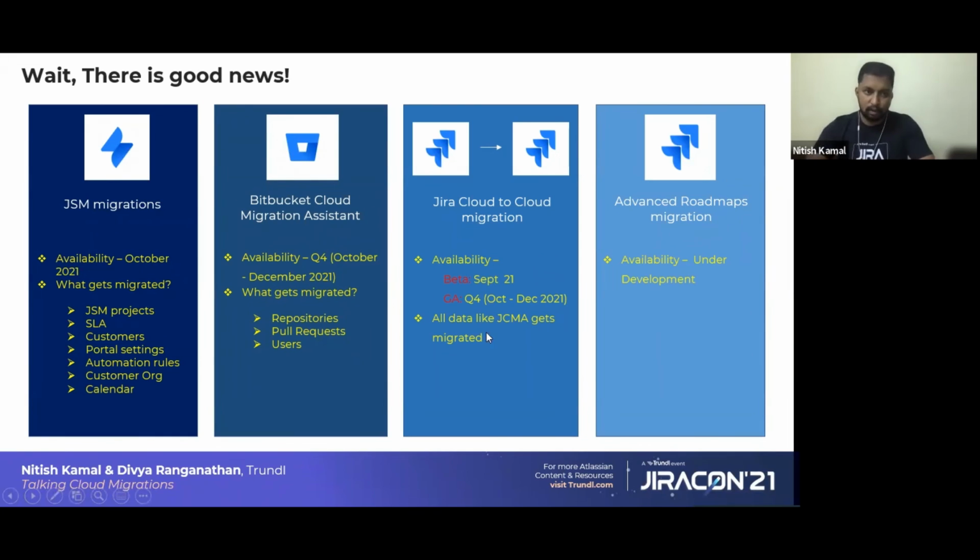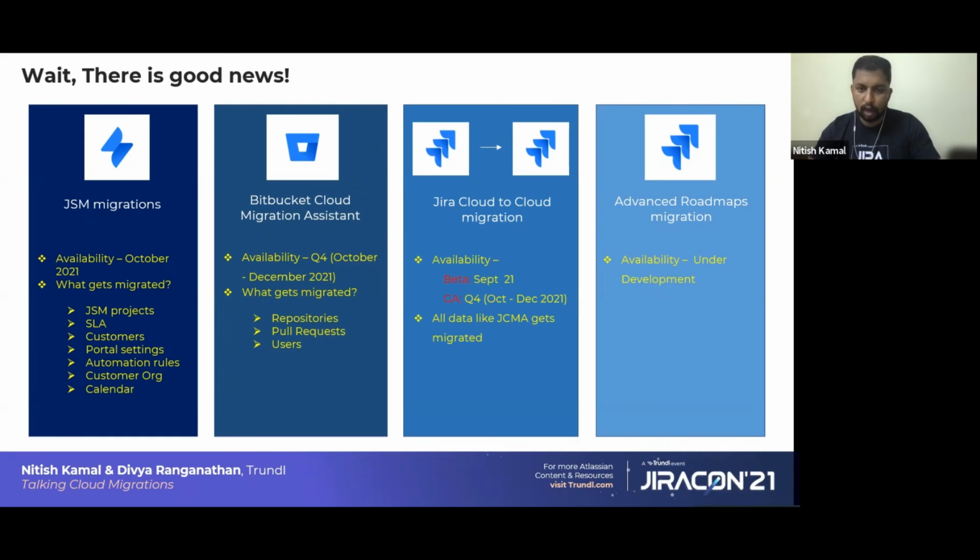So, as I said, there is a lot of improvement on Atlassian Cloud. Atlassian is pushing users to migrate over to cloud. Right now, the migration assistant tools they provide are just for Jira and Confluence, JCMA and CCMA. They are going to add Jira Service Management migrations. Then there is also a Bitbucket Cloud Migration Assistant, which should be launched soon.